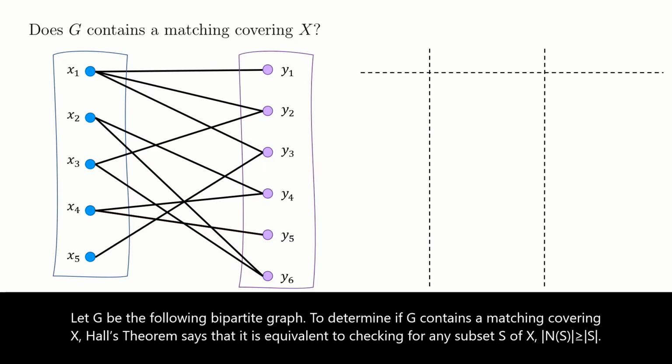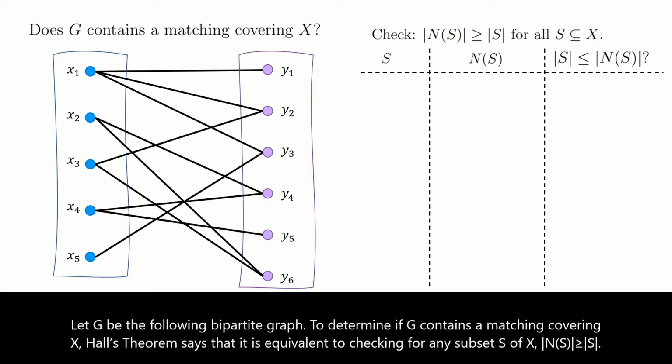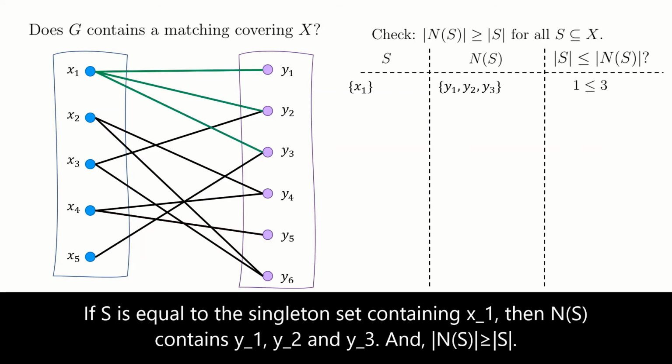Let G be the following bipartite graph. To determine if G contains a matching covering X, Hall's theorem says that it's equivalent to checking that for any subset S of X, the size of the neighborhood of S is at least the size of S. If S is equal to the singleton set containing x1, then the neighborhood of S contains y1, y2, and y3. And the size of the neighborhood of S is at least the size of S.